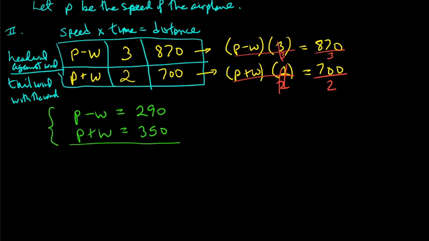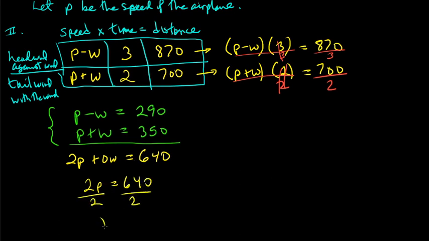Right? And it doesn't get any easier than this. All you have to do is add them together, right? P plus p is 2p. Negative w plus w is 0w, right? Or just 0. Right. 290 plus 350 is 640. I think that's right, yeah. So 2 times p is 640. Divide by 2. P has to be 320. Right. And we'll get to units in a minute. But that's the answer. 320 right, miles per hour.